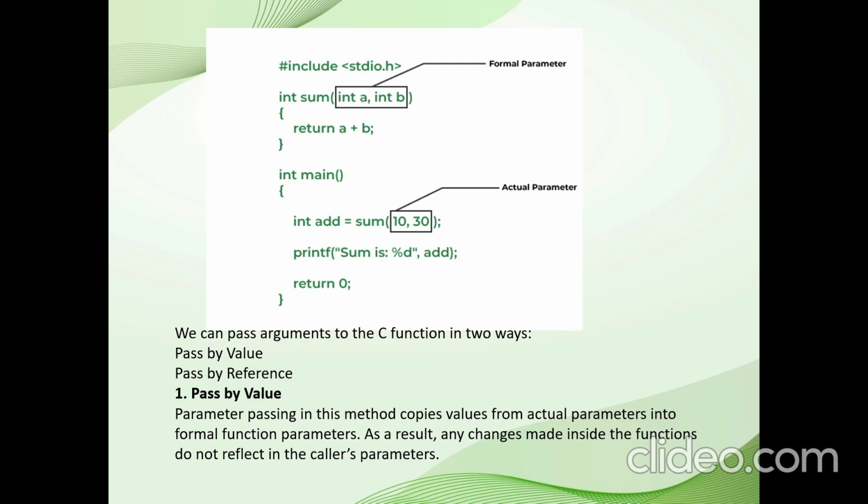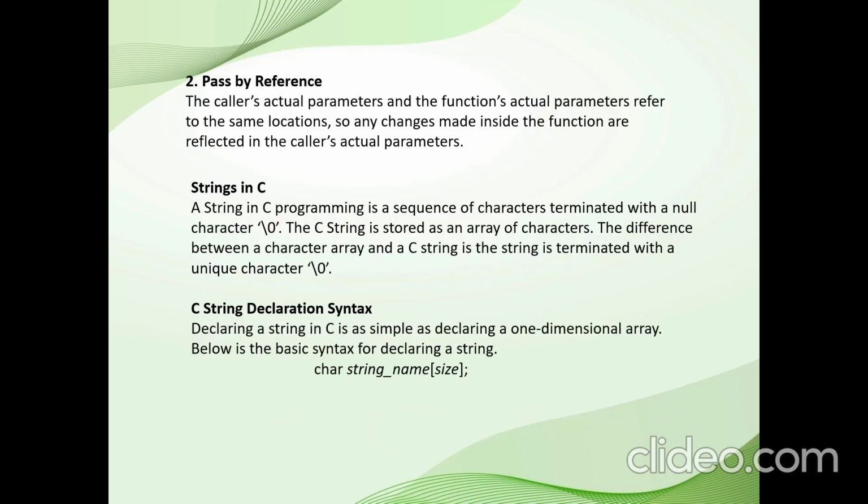So what is it? Parameter passing in this method copies the values from actual to formal function parameters. If we make any changes inside the function, they do not reflect in the caller's parameters.